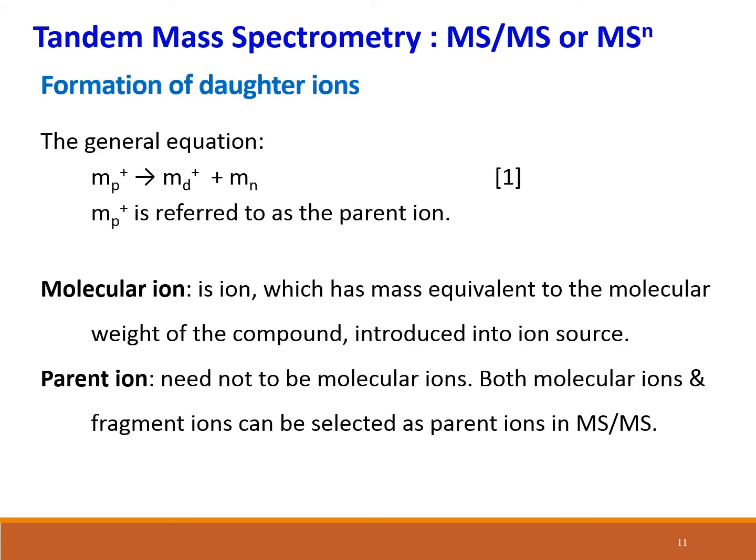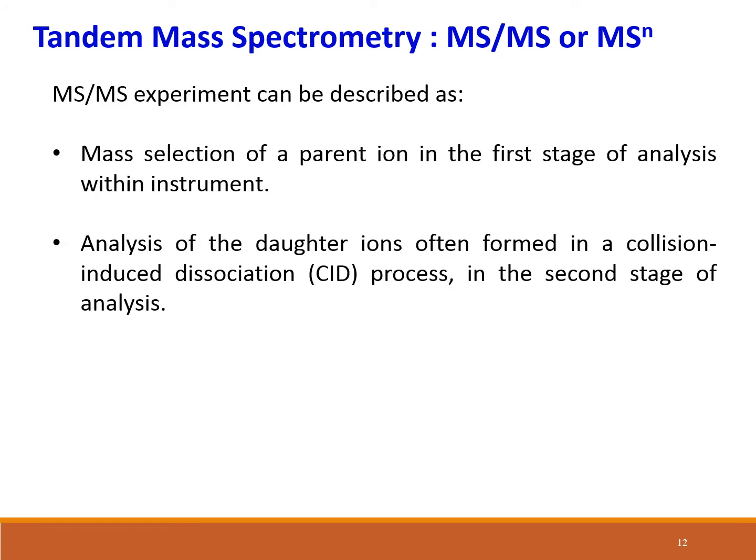The formation of daughter ions follows this equation: Mp+ to Md+ plus Mn. The Mp+ here refers to the parent ion. The molecular ion is the ion which has a mass equivalent to the molecular weight of the compound introduced into the ion source. The parent ion need not be a molecular ion, but both molecular ions and fragment ions can be selected as parent ion in MSMS. Tandem MS is also known as MSMS or MSn.